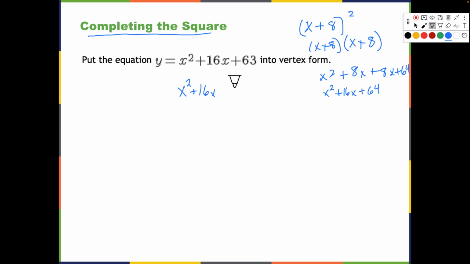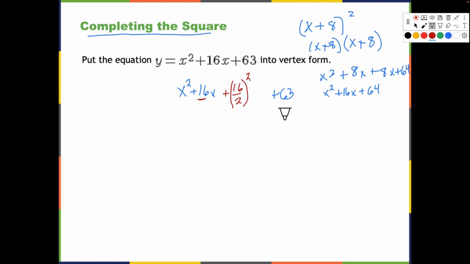But it doesn't matter what's here. What we're going to do is put this plus 63 down here. We're going to add the number that we need. And I'll show you that we will always get the right value if we take the middle number here, the number in front of the x, divide it by 2, and square it. But can we just add a number to an expression without changing it?